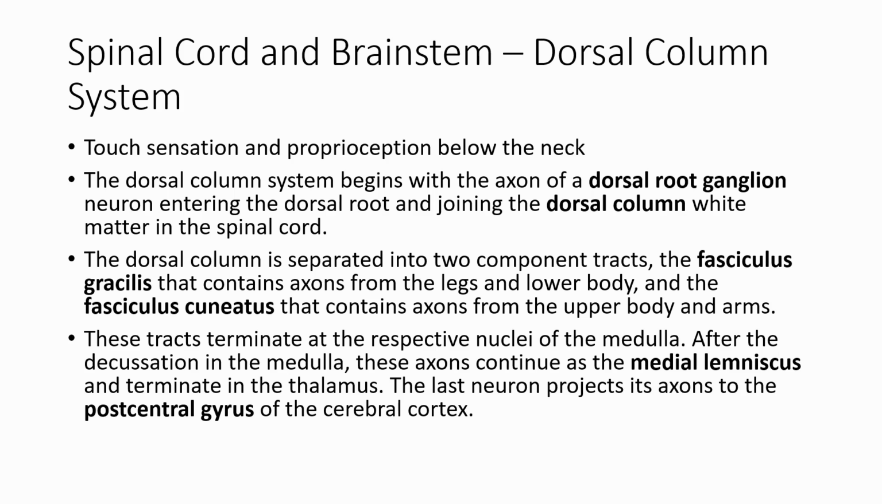These tracts are going to stop at their respective nuclei in the medulla of the brain. And once we get to the decussation in the medulla, we're going to continue these axons on as the medial lemniscus, which is why you see that as part of the name sometimes, and it'll stop in the thalamus. The very last neuron projects its axons to the postcentral gyrus in the cerebral cortex.